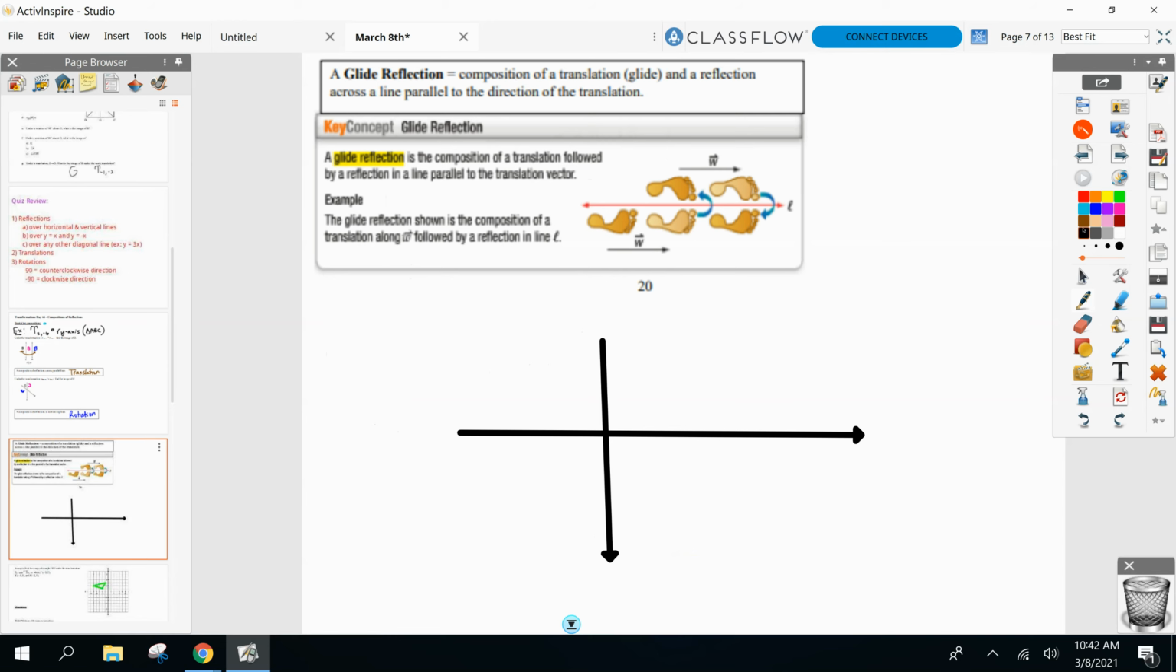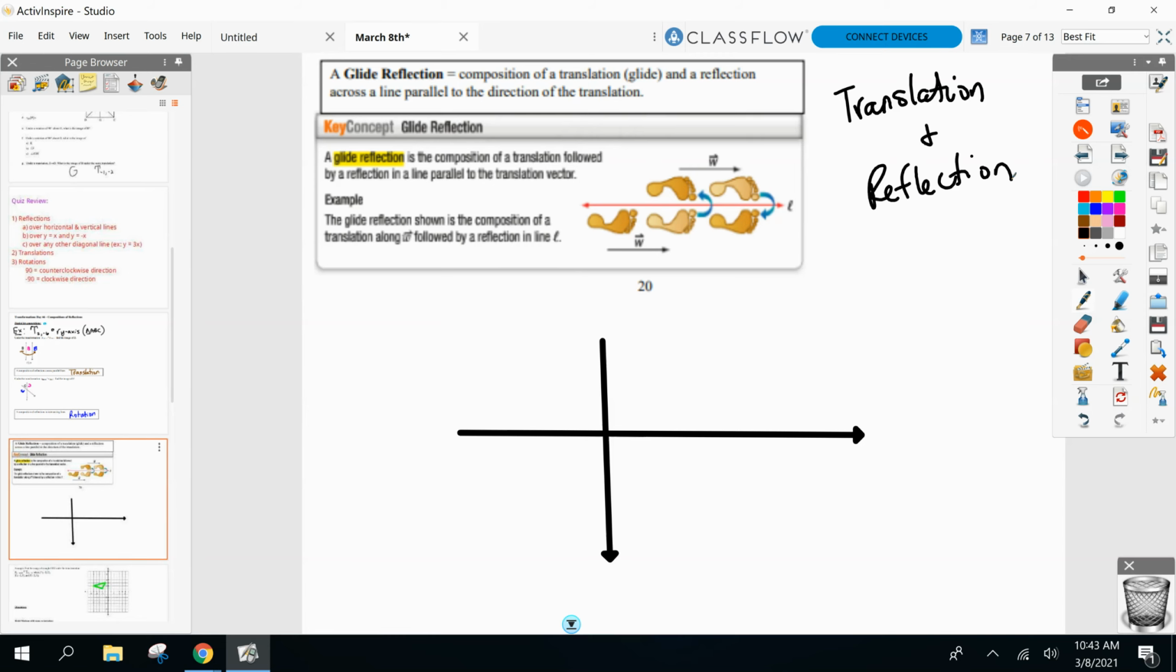It's already in the notes, but glide. Slide. Big boy, big girl word for slide. Translation, yes, it's a translation and a reflection. Okay, it's a combination. Order doesn't matter. You can translate first or you can reflect first. Here's what makes it a glide reflection, because it can't be any translation and any reflection.